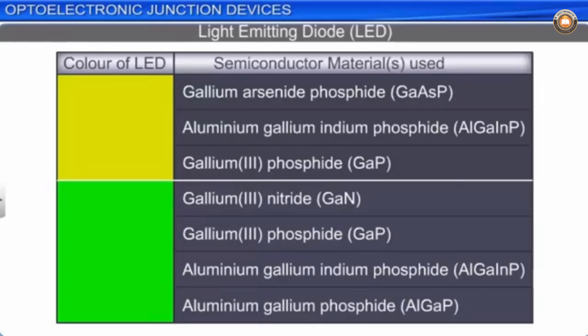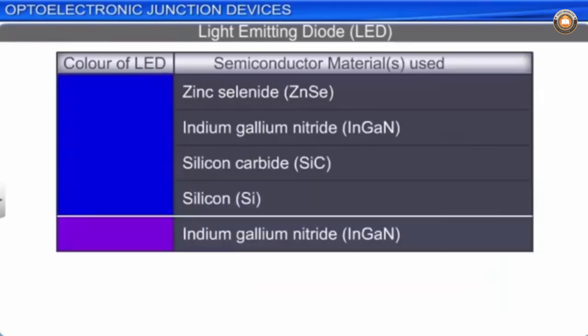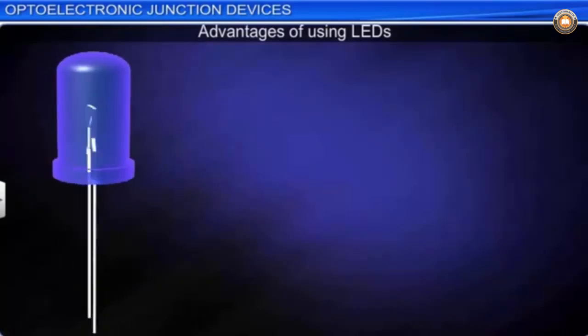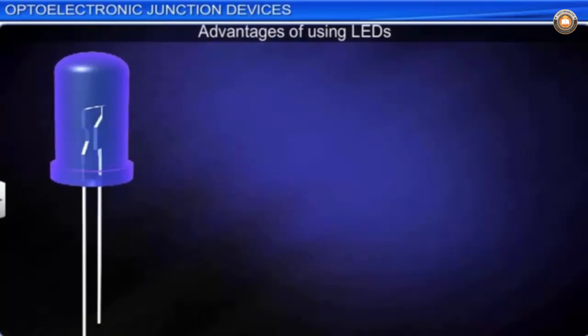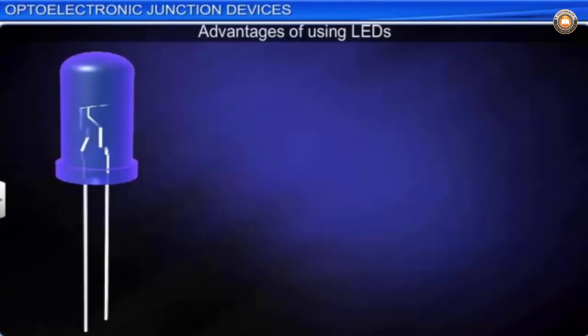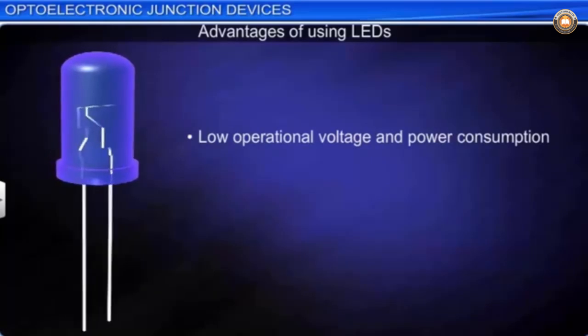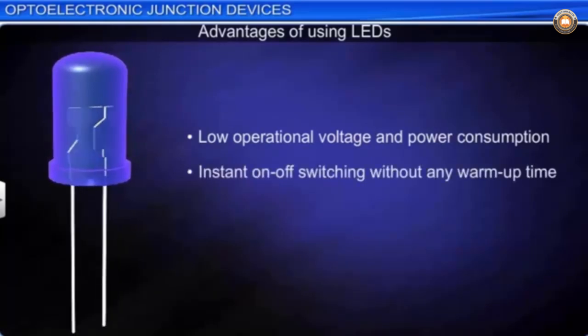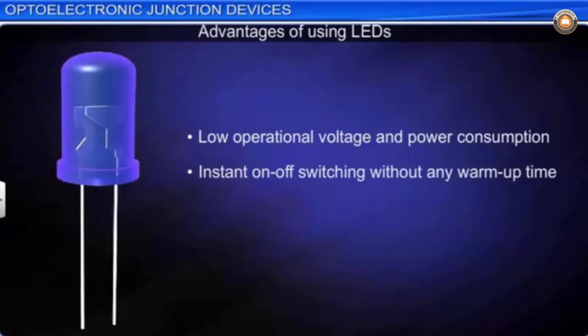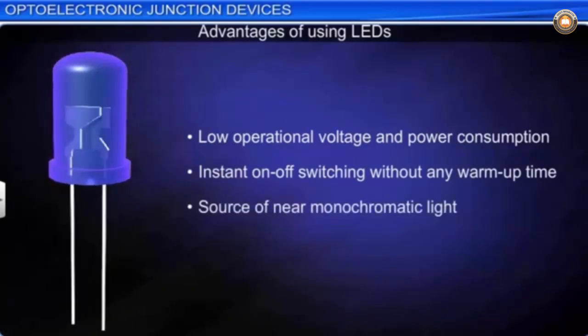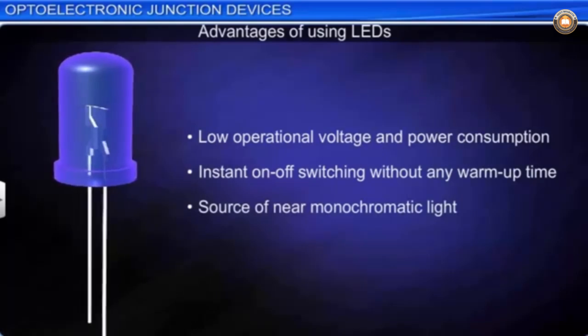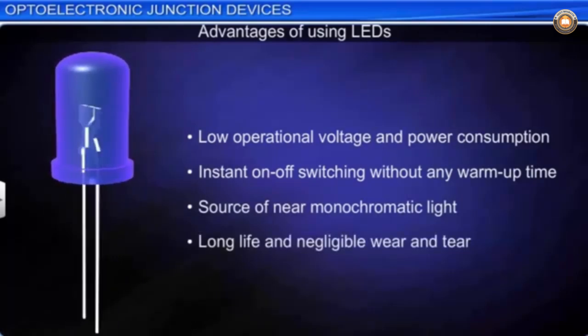LEDs offer several advantages listed here over conventional electrical light sources: low operational voltage and power consumption, instant on-off switching without any warm-up time, source of near monochromatic light, long life and negligible wear and tear. LEDs have low reverse bias breakdown voltages. Thus, care must be taken that they do not get connected in reverse bias across a high voltage source.